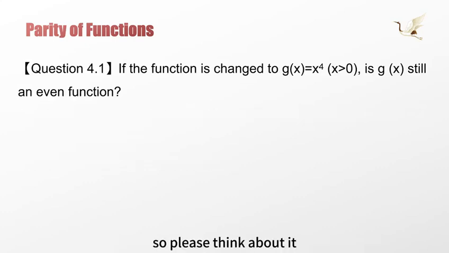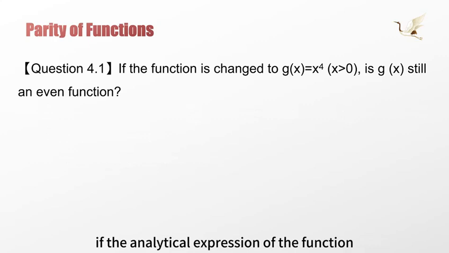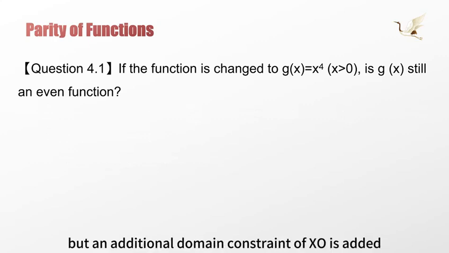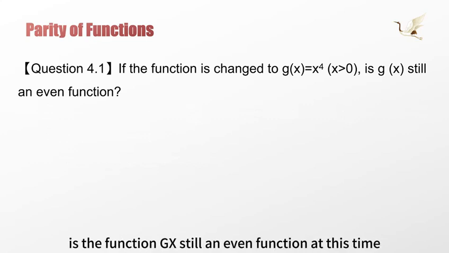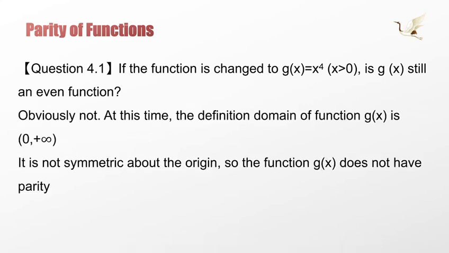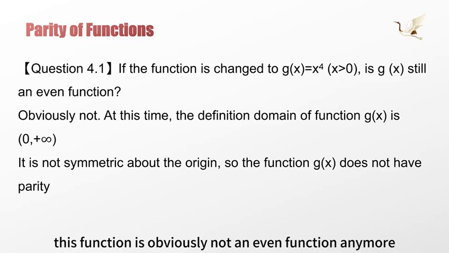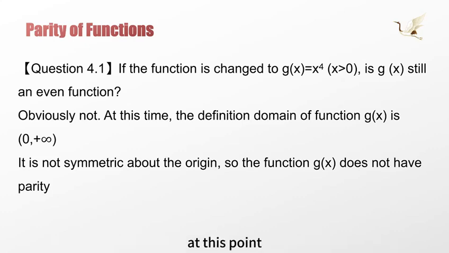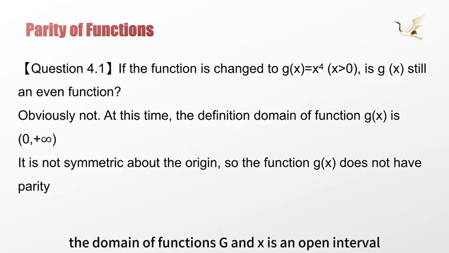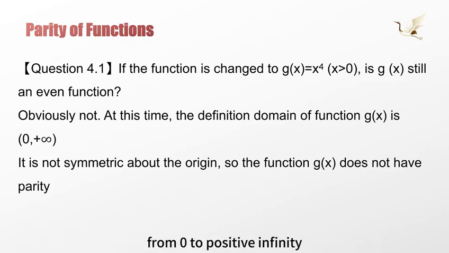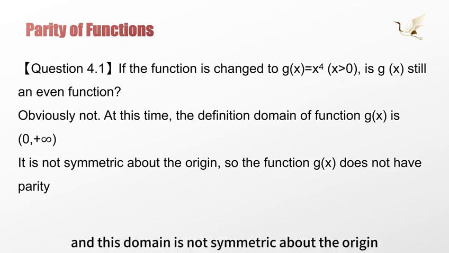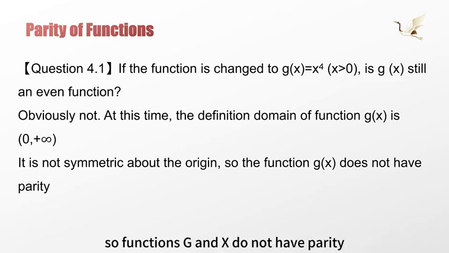So please think about it. If the analytical expression of the function remains unchanged, but an additional domain constraint of x > 0 is added, is the function g(x) still an even function at this time? This function is obviously not an even function anymore. At this point, the domain of function g(x) is the open interval from 0 to positive infinity, and this domain is not symmetric about the origin, so function g(x) does not have parity.